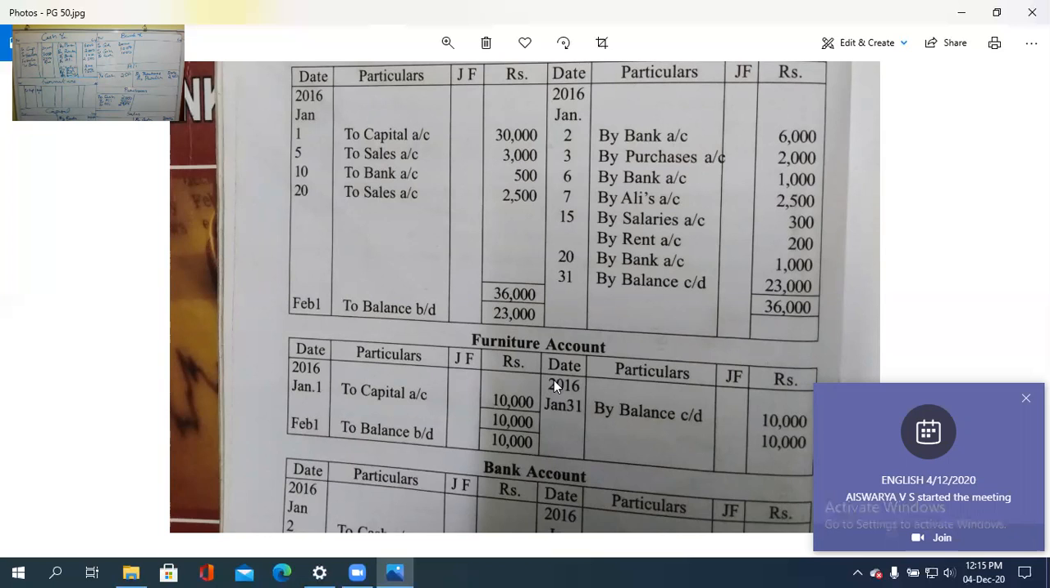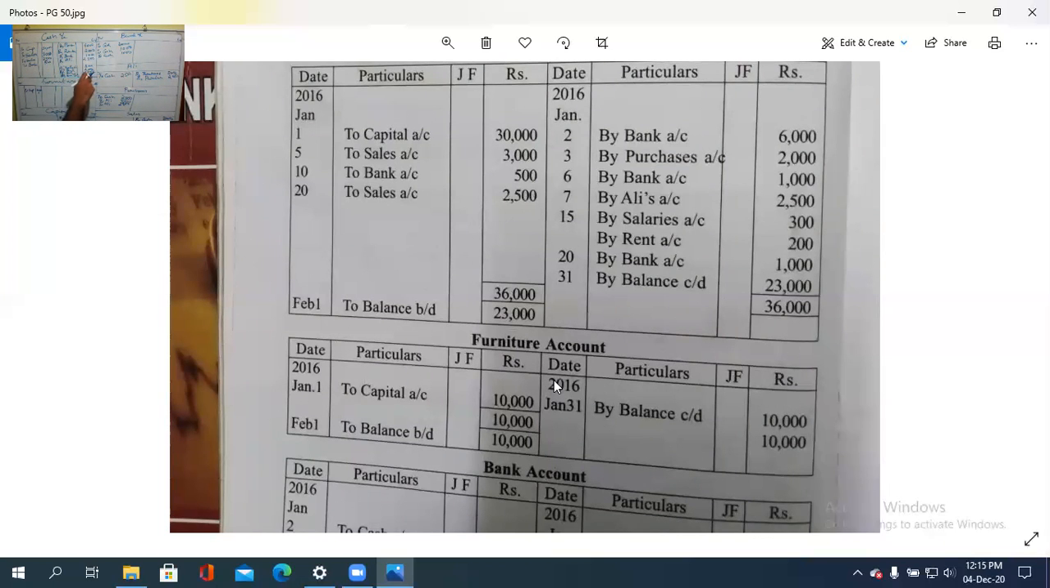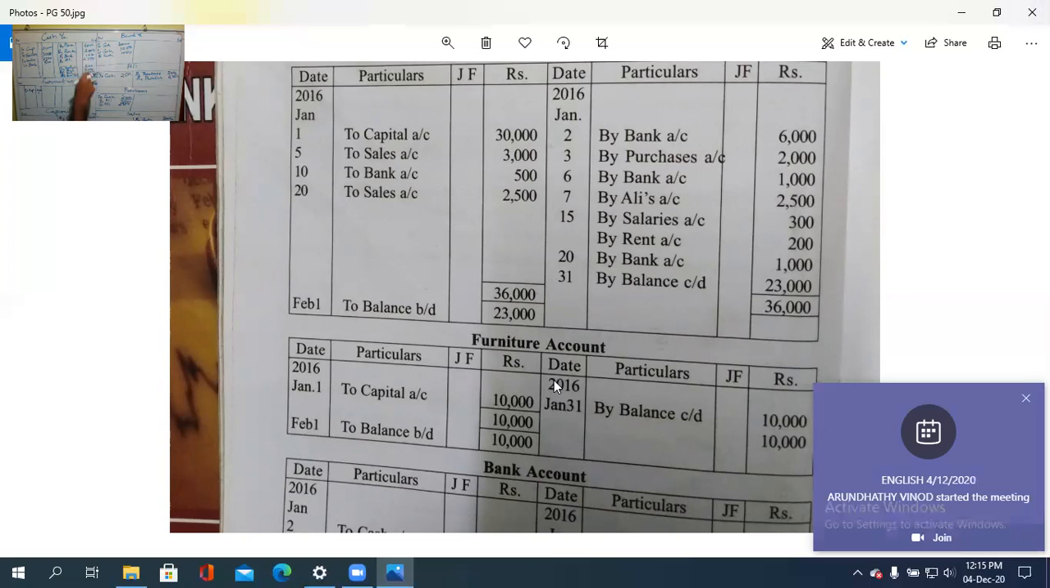So how much is the balance? See, take the total 35,500 minus the total of this. So we will get 36,000. Okay, 36,000 minus the total of this. So we will get, how much is it? 23,000 balance. This is the cash balance. Now the available cash balance with the company is only 23,000.